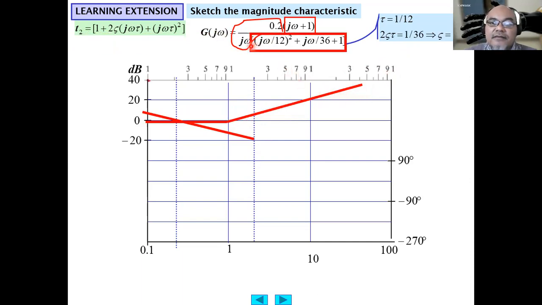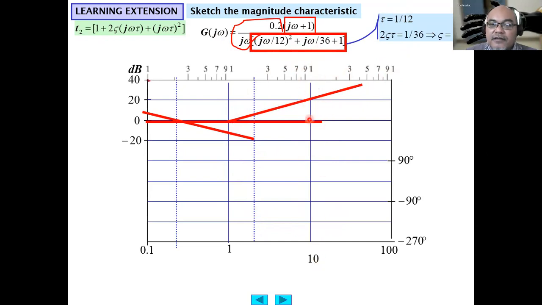Okay, then this one, the quadratic expression. So the break frequency is 1 over tau, which is 12. The omega will be 12 radian per second. 12 radian per second means somewhere here.